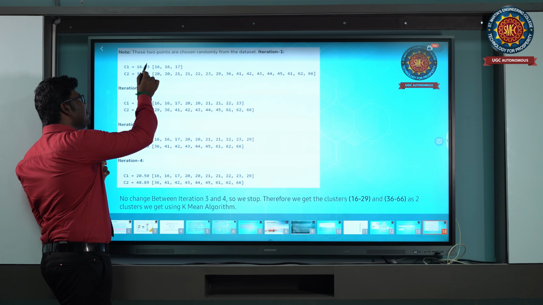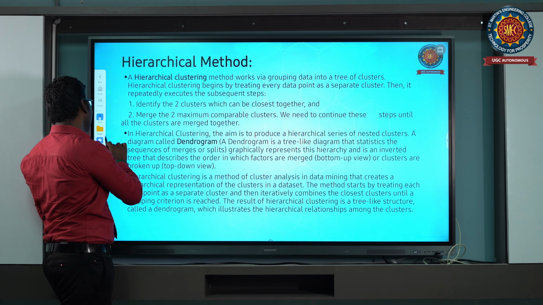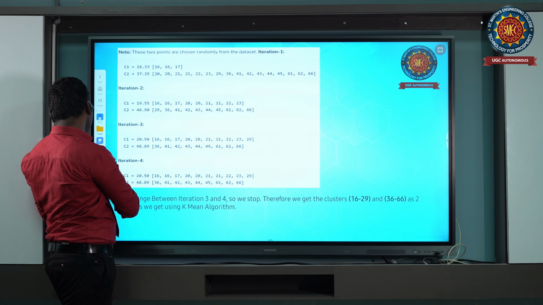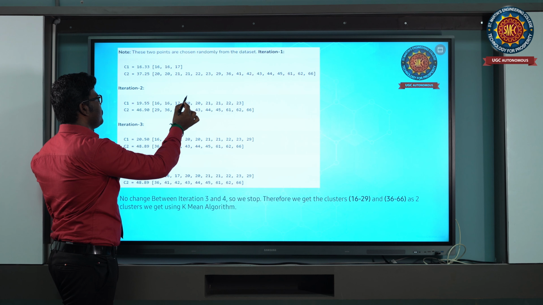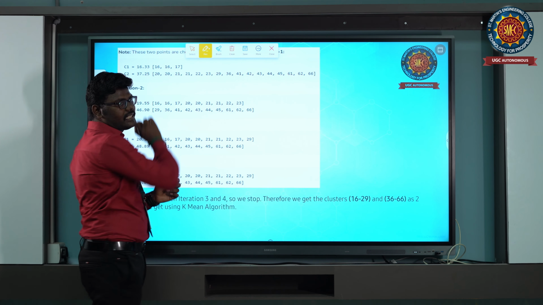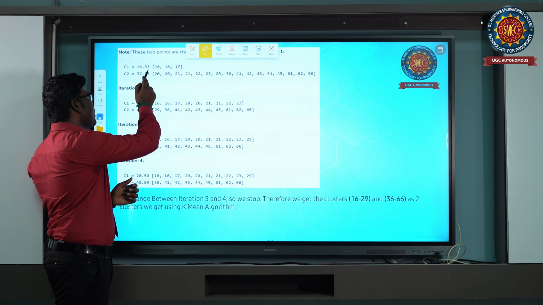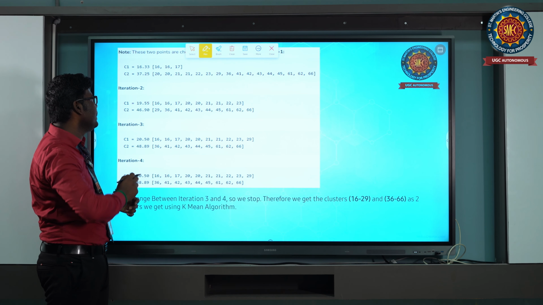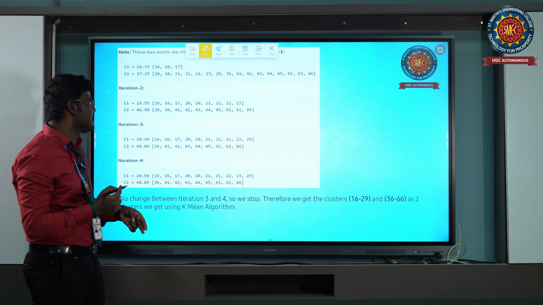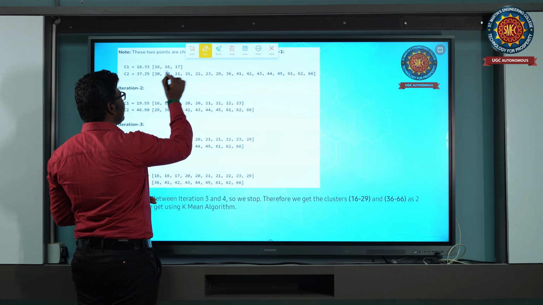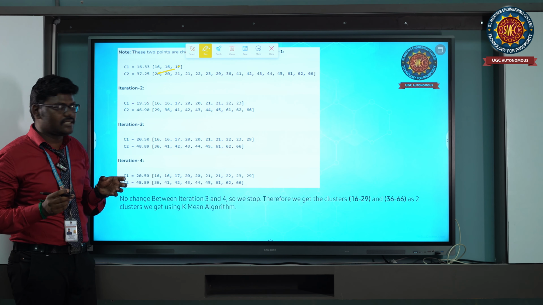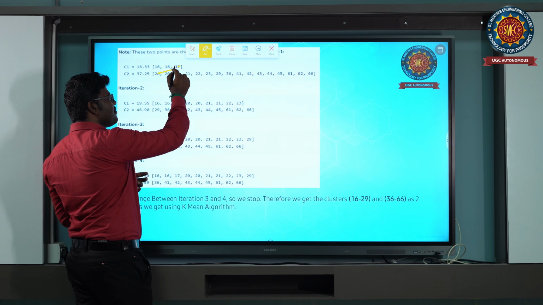Now we can calculate the mean value. For the first cluster we got 16.33. For the second cluster we got 37.25, right? So now go for the second iteration. 16 to 17 is not a long distance, so we can add the 20 to the first cluster.